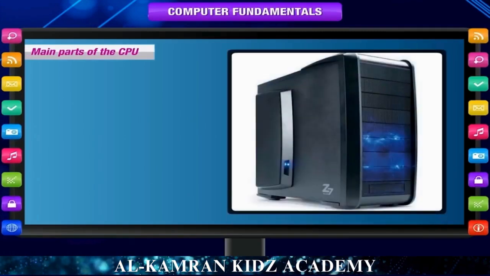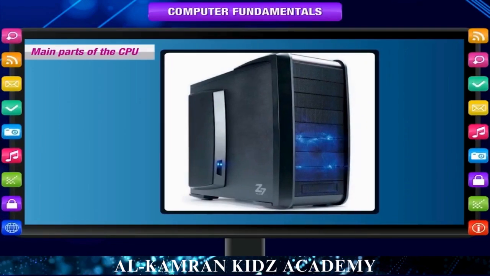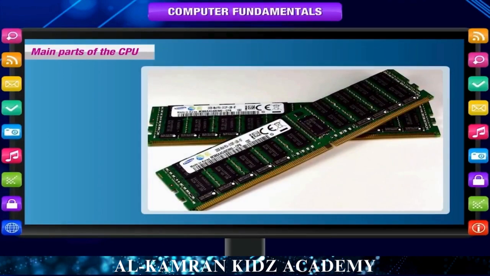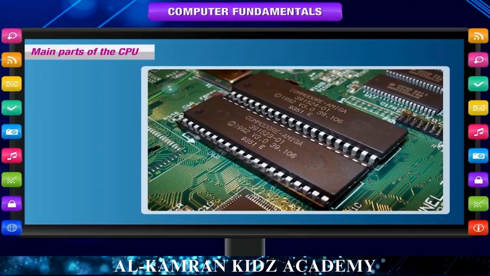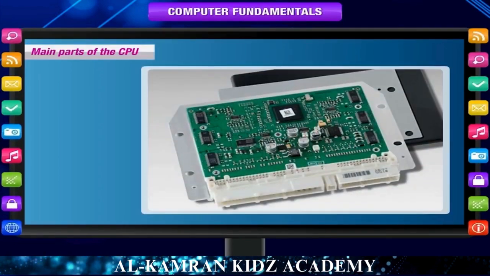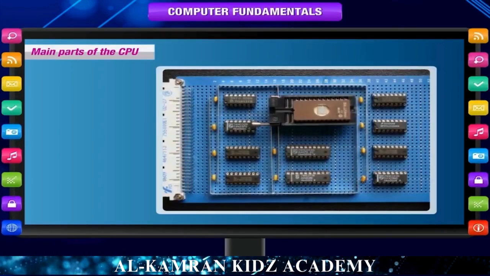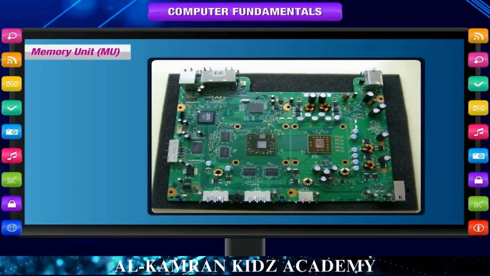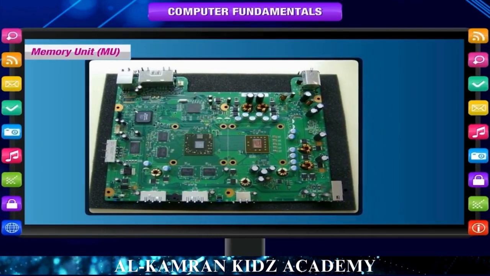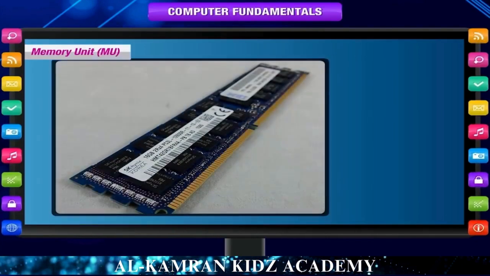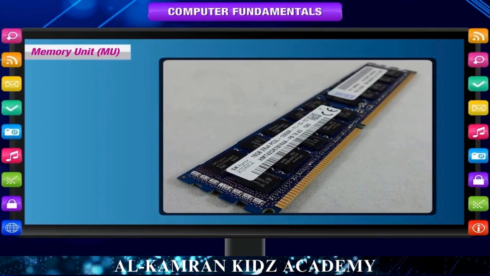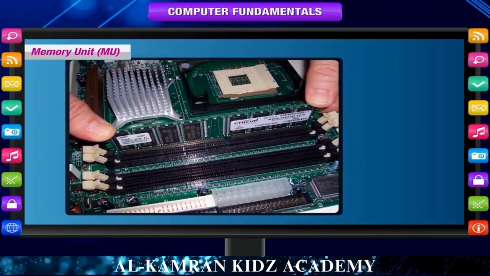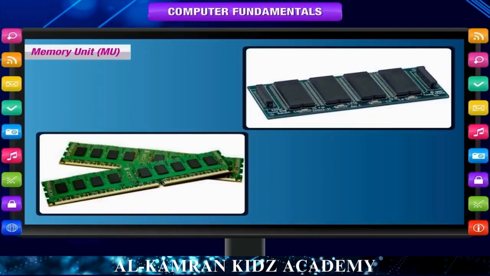Main parts of the CPU. The three main parts of the CPU are the memory unit or MU, with RAM, random access memory, and ROM, read-only memory; the control unit or CU; and the arithmetic logic unit or ALU. Memory unit or MU. This is the main memory of the computer and is called primary memory or internal memory. It is used directly and accessed by the CPU during processing of data. Primary memory is categorized as RAM and ROM.